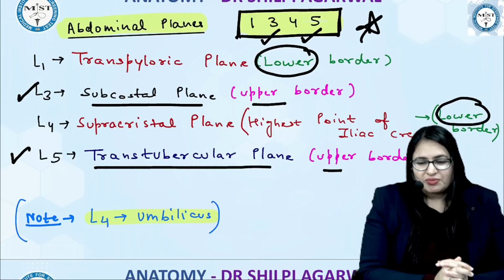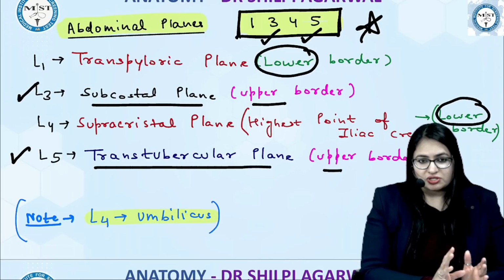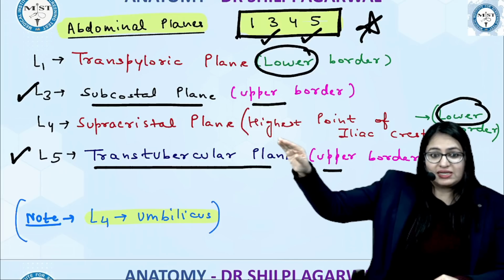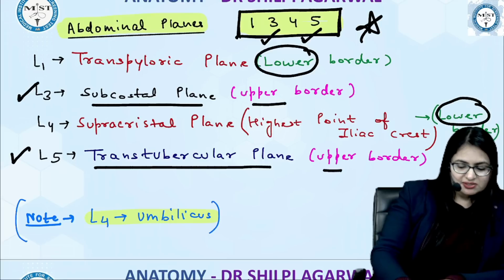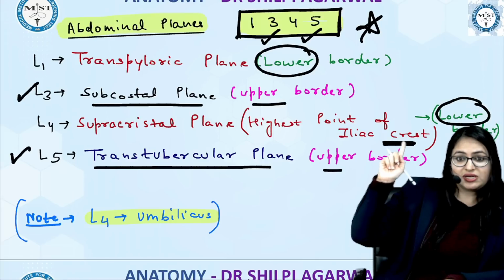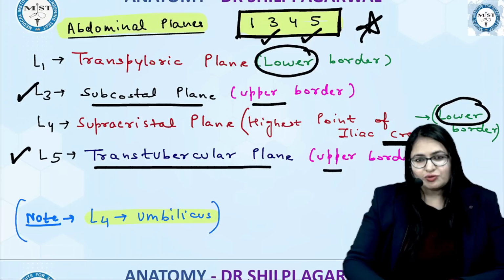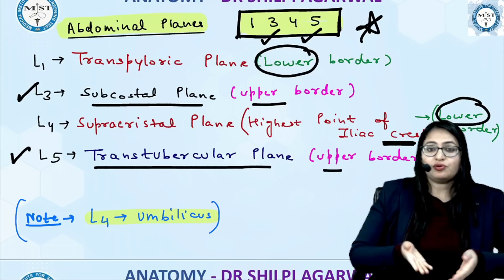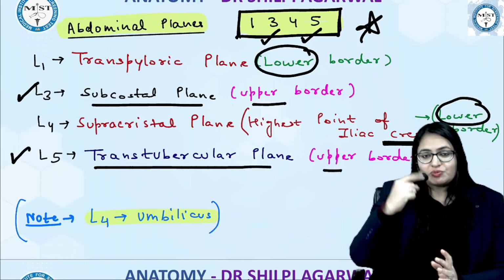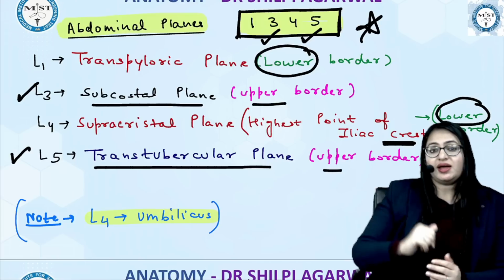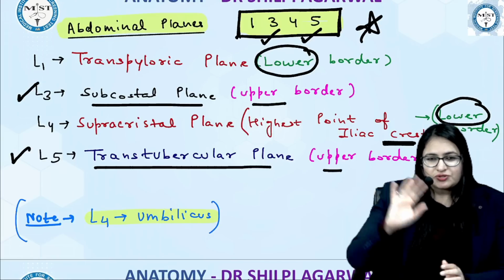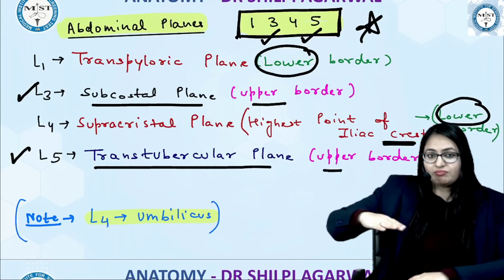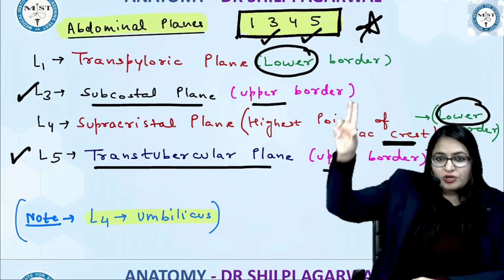Now you may ask, ma'am, what are these new planes, transpyloric and supracristal? For this also, I will tell you a trick to memorize. Pylorus, transpyloric. Cristal is crest. It is passing through the highest point of the iliac crest, so that is why cristal. If I say iliac crest, what is the location? Of course, you will say it is towards the lower side. So that means L4 will be supracristal. Pylorus, stomach, is towards the upper side. So you remember that the transpyloric plane will be at the upper level, L1. In this way you can memorize. The iliac crest is towards the lower side, and the pylorus is towards the upper side. So all these are abdominal planes.